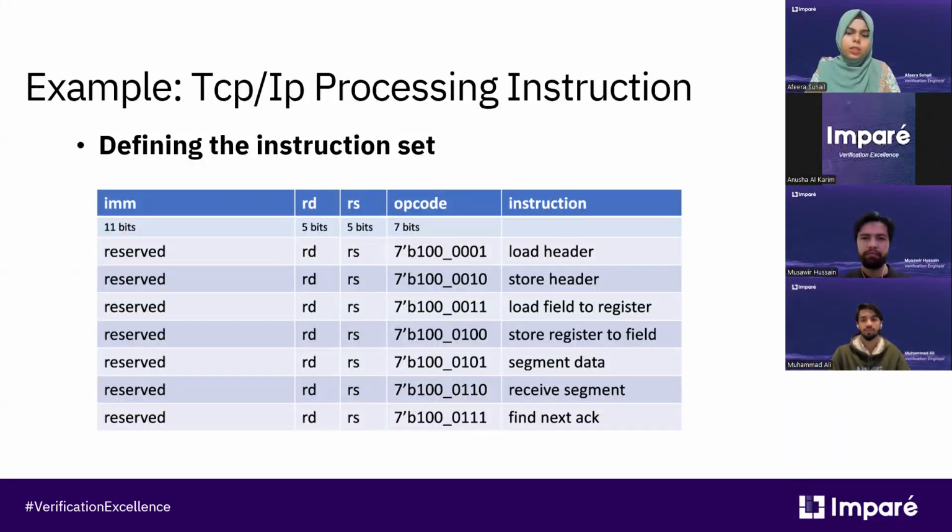The custom instructions include load header. This instruction loads the TCP header from the memory. Store header stores the TCP header into the memory. Load field to register loads a TCP header field into a register. Store source register to header field stores a source register to a specific header field. Segment data segments data stored in memory into TCP segments and stores them into the segment queue, which is a built-in data structure. Receive segment receives a segment and stores it based on its sequence number. Find next acknowledge searches for the next sequence to acknowledge or not acknowledge. These instructions illustrate how a RISC-V processor can be tailored for domain-specific applications like TCP/IP processing.